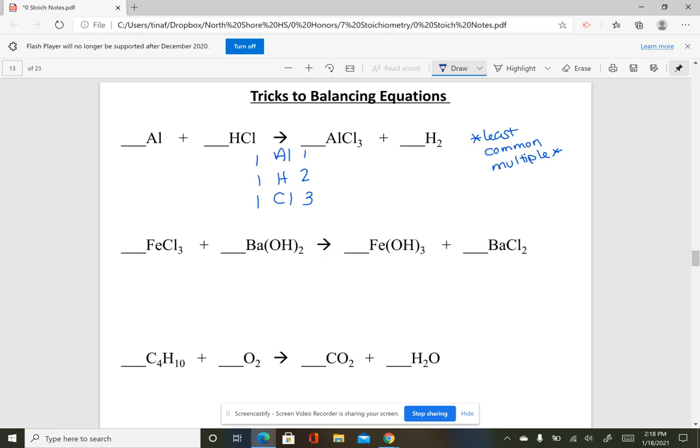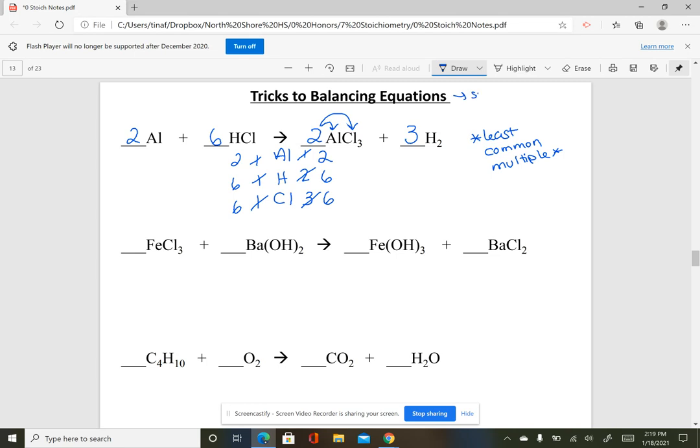So if I go ahead and put a 6 here, and I make 6 hydrogens and 6 chlorines, then I need to go to the other side of the reaction and make 6 of those. So if I multiply this by 3, I get 6 hydrogens, so that's good. And if I multiply this by 2, I get 6 chlorines, so that's good. This 2, though, is also affecting aluminum. So if I have 2 aluminums on this side, now I need to go ahead and make 2 aluminums on this side. And everything's balanced.